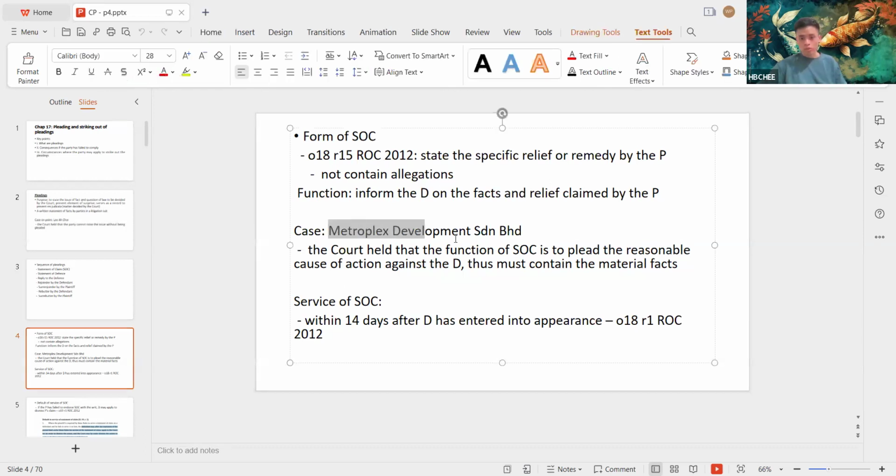Okay, so this is the case, Metroplex Development Sdn Bhd. Actually, sometimes I have received some questions. Some of you might ask me, should I remember one side or both sides of the case name? Actually, to me, one side is enough, because the logic of answering your question is that you use the correct case and apply it to your answer. You do not necessarily need to cite a lot of cases. Just one useful case is enough.